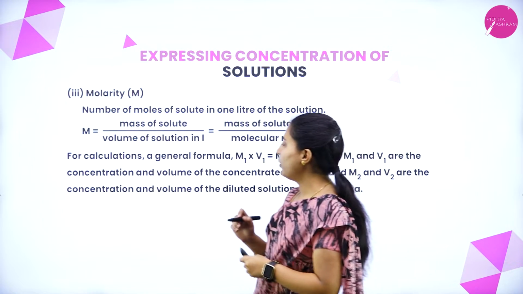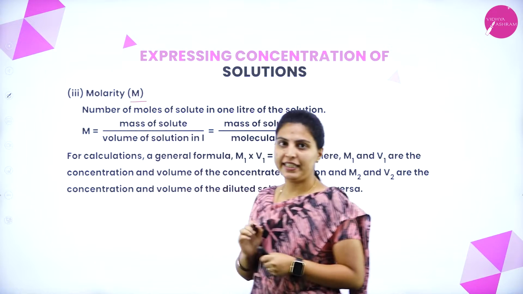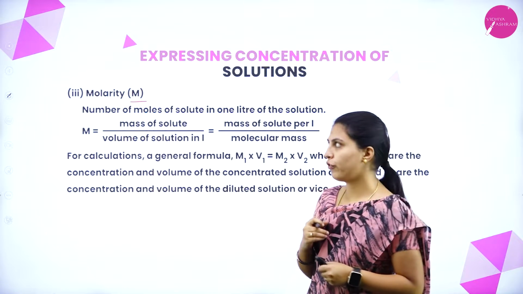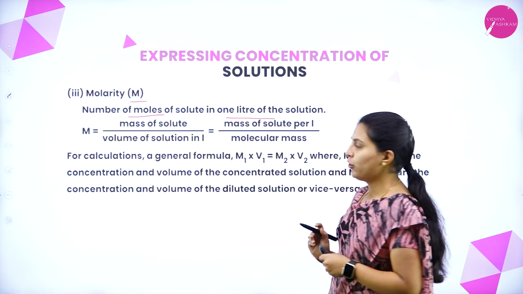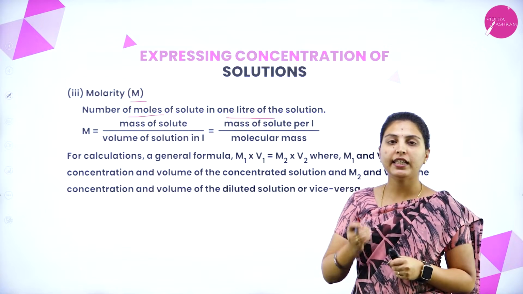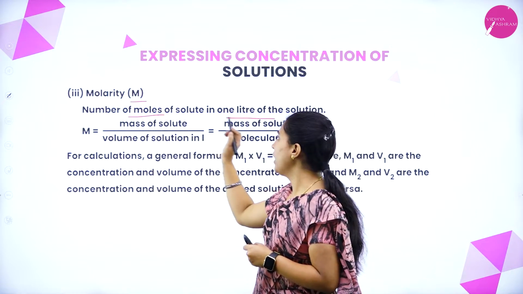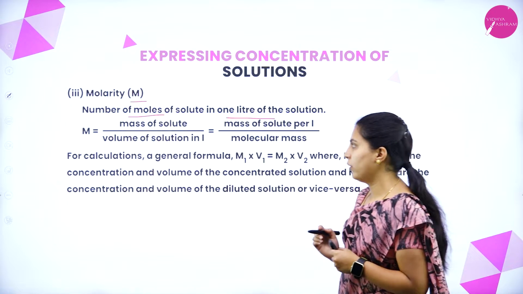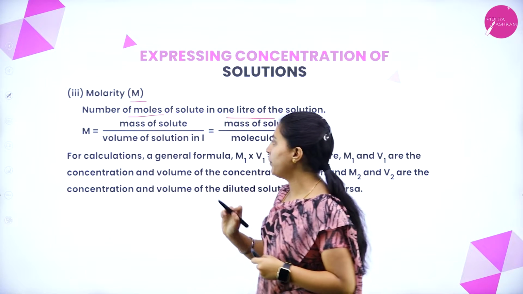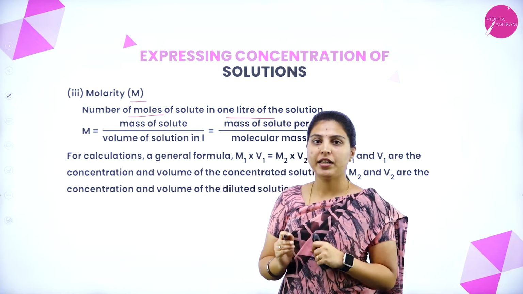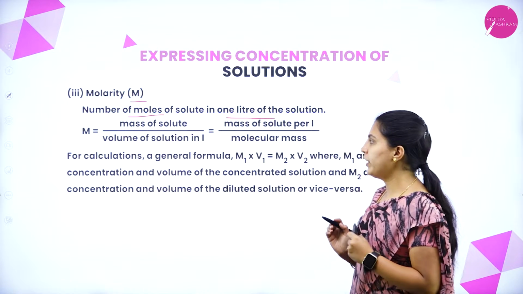Now we will see molarity. Molarity will be designated by big M. What is the definition of molarity? It means the number of moles of solute in 1 liter of the solution. In normality we will see the number of equivalents, but in molarity we see the number of moles of solute in 1 liter of solution. To find the molarity, this is the formula: mass of solute by volume of solution in liter. That is the molarity formula.